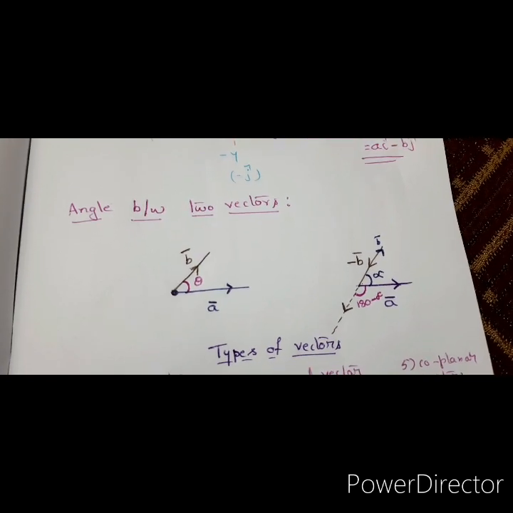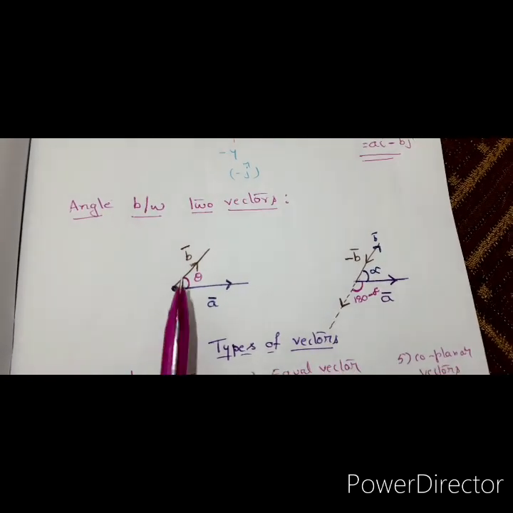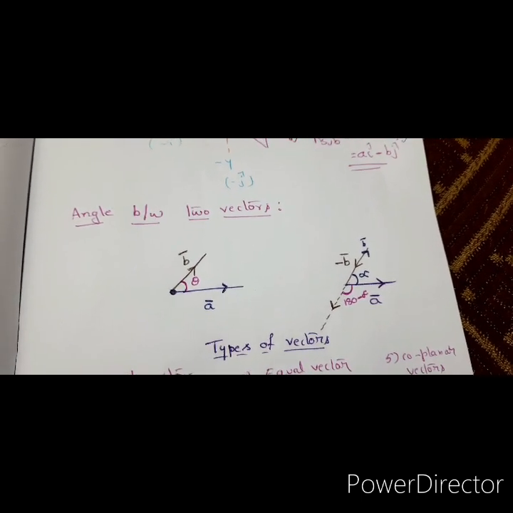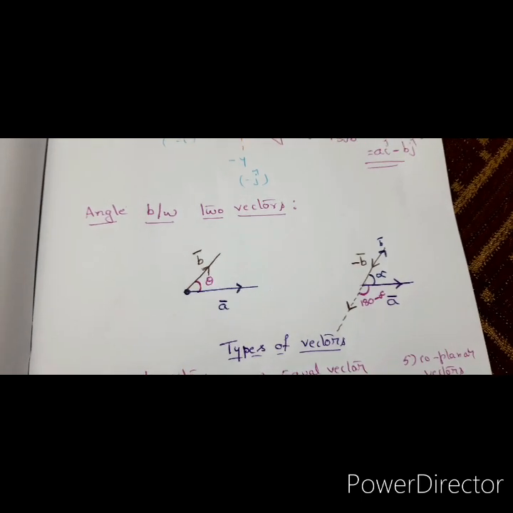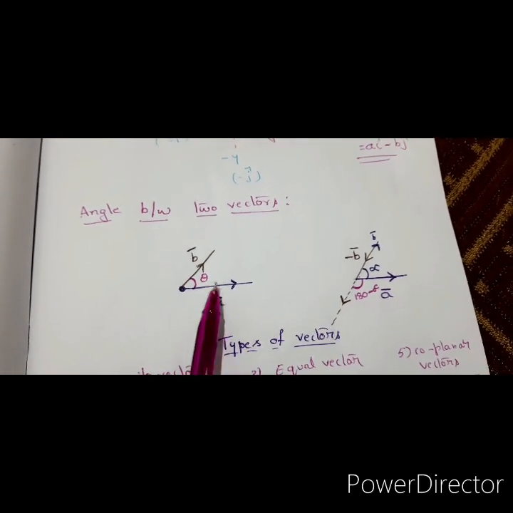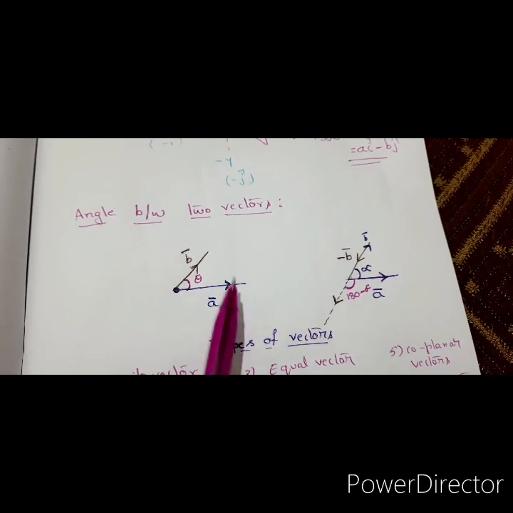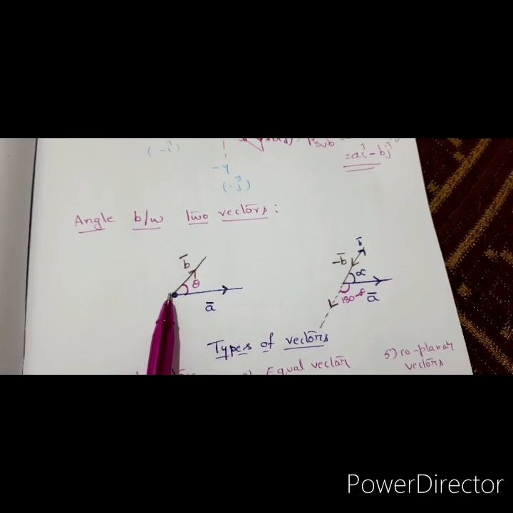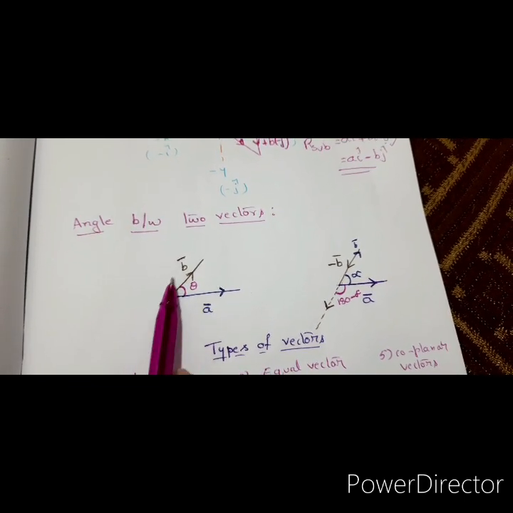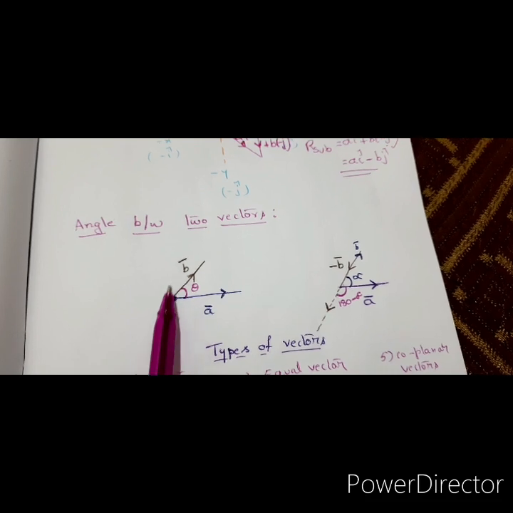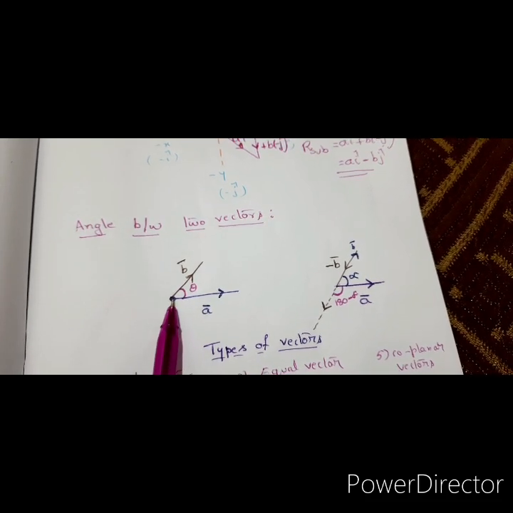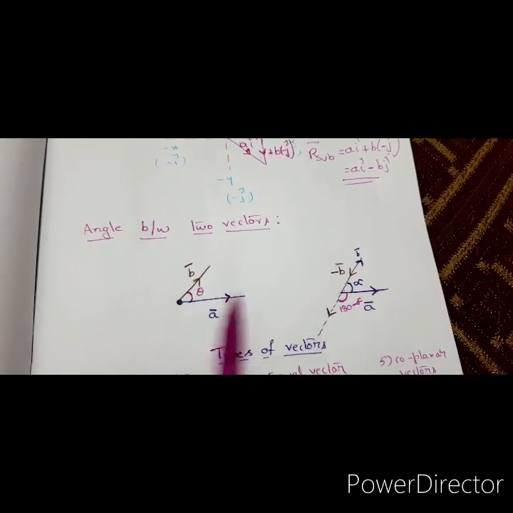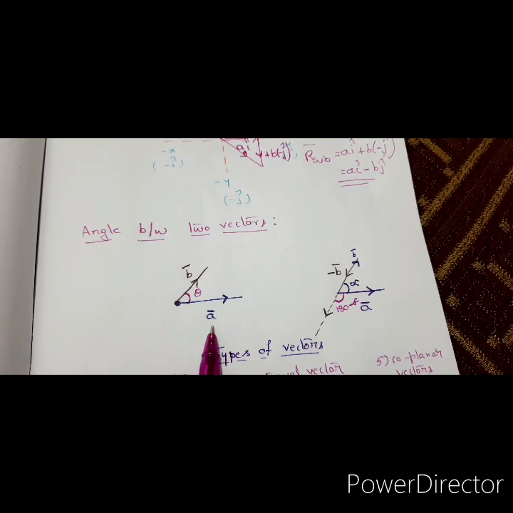Angle between two vectors is always the angle between their directions. Simple, so don't get confused. Don't think too much. The angle between two vectors is the angle between their directions. That means both the vectors should have direction away from the point of concurrency, or from the point of intersection, or from the point where they meet. So here, theta is the angle between A bar and B bar.